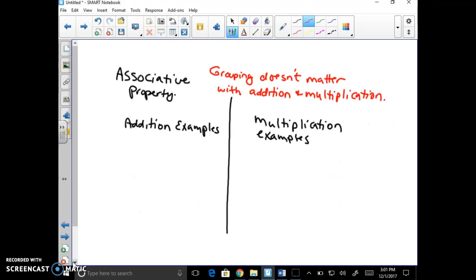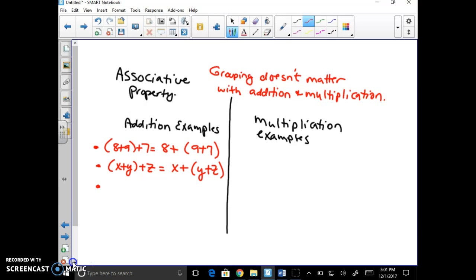Okay, so now we're looking at the associative property. So the main idea: grouping doesn't matter with addition and multiplication. So now we're going to have some examples here. So we have (8 plus 9) plus 7 equals 8 plus (9 plus 7). Next one, (x plus y) plus z equals x plus (y plus z).